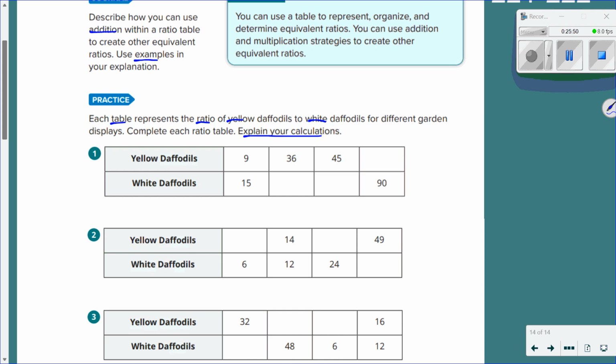Here's the part that almost everybody missed last year that took forever to grade this. How did I go from 9 to 36? Times 4. So what am I doing to the 15? Times 4, that's going to be 60. Guys, this is your work. That explains your calculations. If you do not have that, I will not grade it. You must show your work.